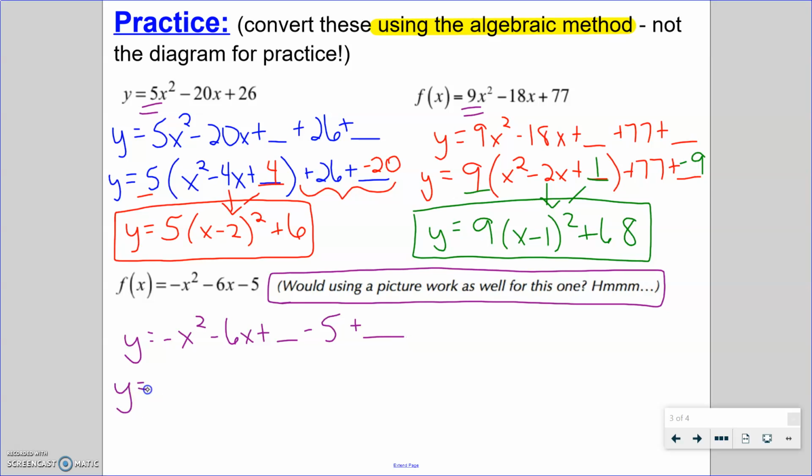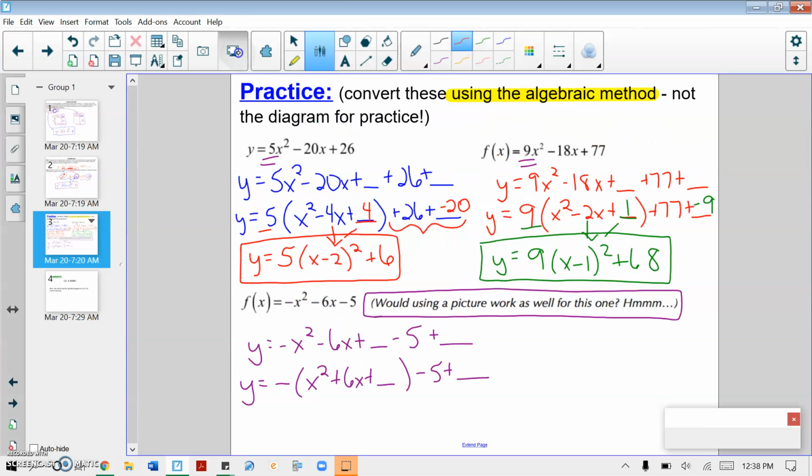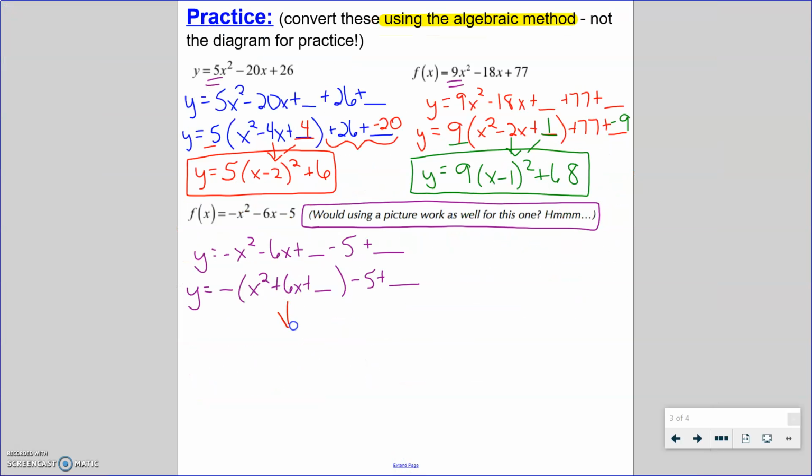So here's what's different about this one. I'm going to take a negative out of those first 2 terms. So it just changes the symbol. Now I can do the whole take half and square it thing, right?